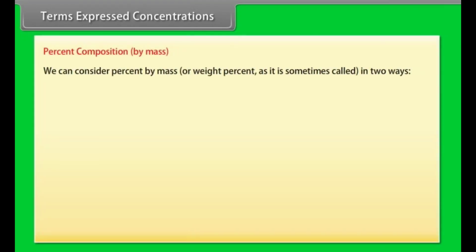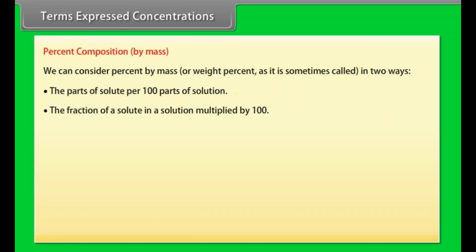Terms expressing concentrations. Percent composition by mass. We can consider percent by mass or weight percent, as it is sometimes called, in 2 ways. The parts of solute per 100 parts of solution. The fraction of a solute in a solution multiplied by 100. Percentage by mass is equal to mass of solute upon mass of solution × 100.